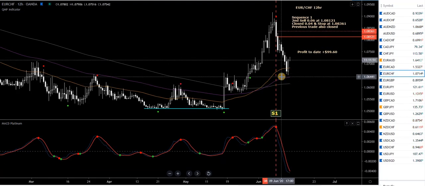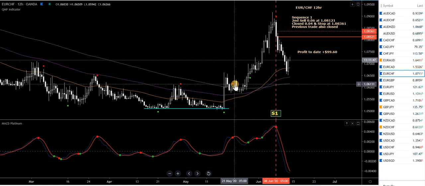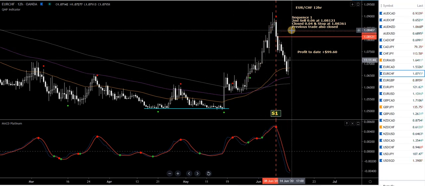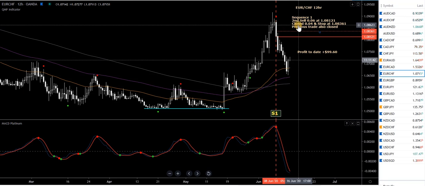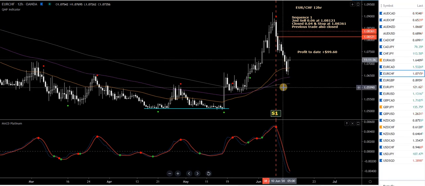Euro Swiss in a sell trade. It was part of a sequence: sell, buy, sell. Closed out previous trades and closed out a partial on the second sell, stop in place there.